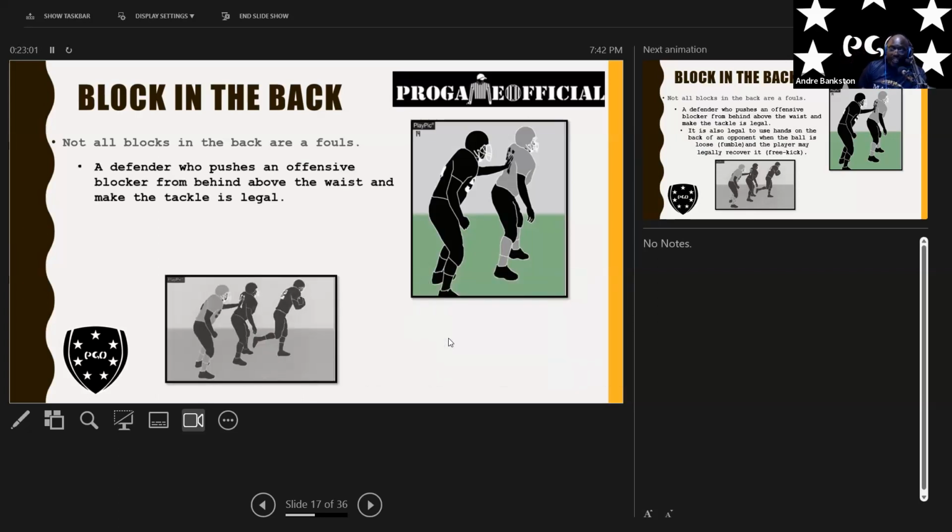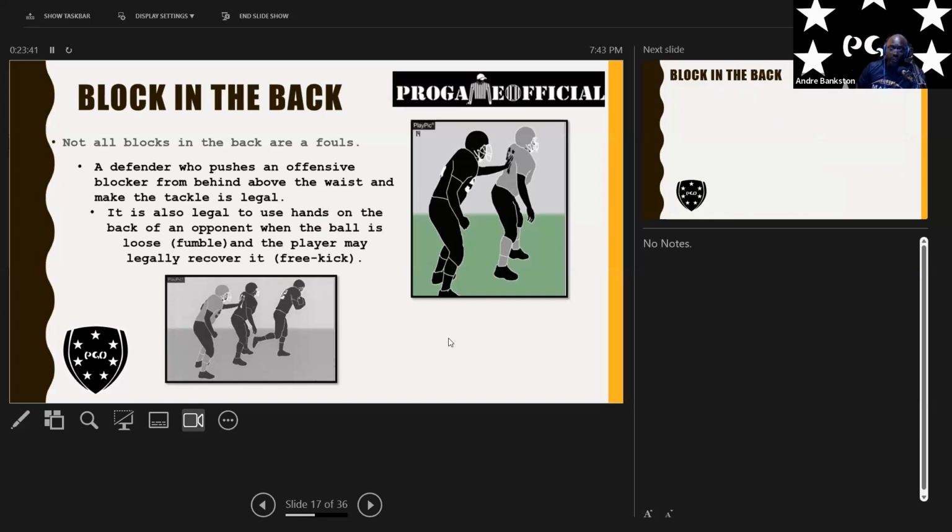Well, a defender who pushes an offensive blocker from behind above the waist to make the tackle is legal. So as you see in the pic here, if I'm trying to get to the runner and I have a blocker in between me and the runner, I can push that blocker in the back with a bona fide attempt to get to the runner. Now, if I push him in the back and I stop and look like, I got you, that's a foul. But if I push you in the back to get to the runner, that is not a foul.